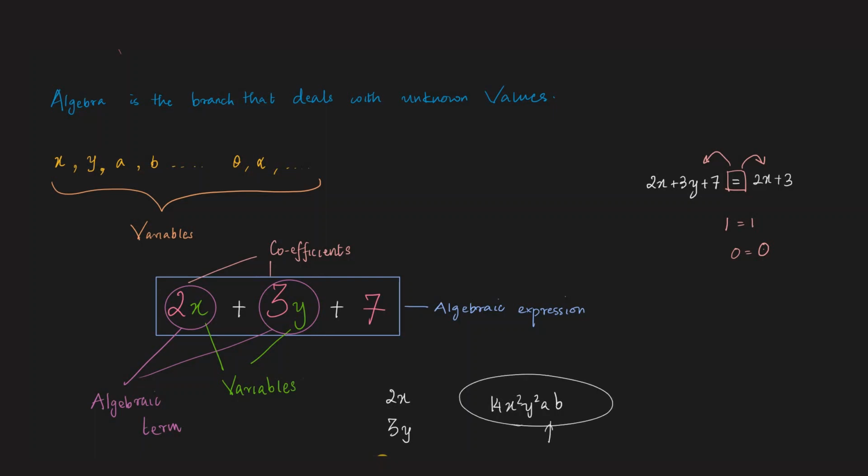So if you add 2 algebraic terms together or subtract 2 algebraic terms, that is when you get an algebraic expression. So 2x plus 3y is an algebraic expression. 14x squared y squared ab is not an algebraic expression, it's just an algebraic term. But when you add another term, maybe 2x, to this, it becomes an algebraic expression. So to make an algebraic expression, you at least need 2 algebraic terms.